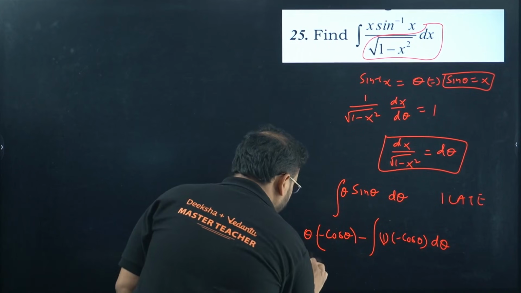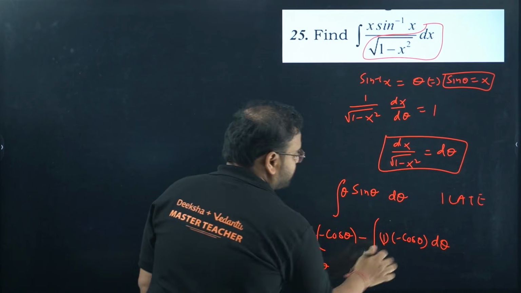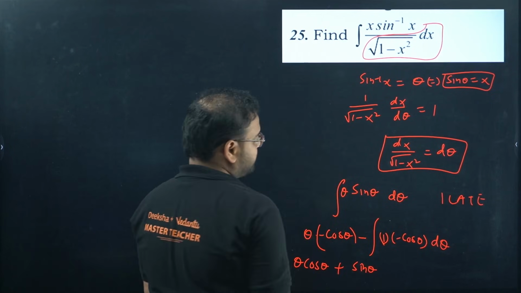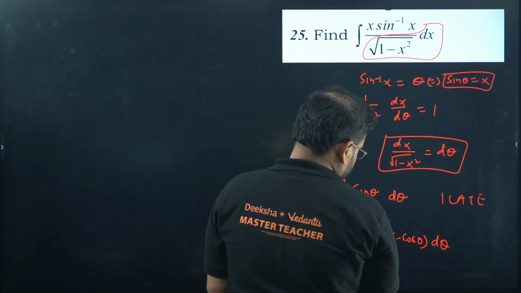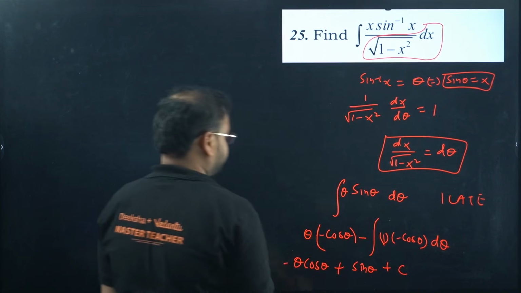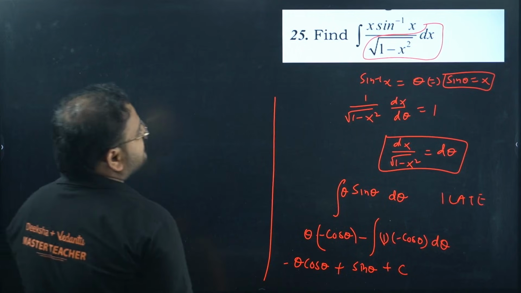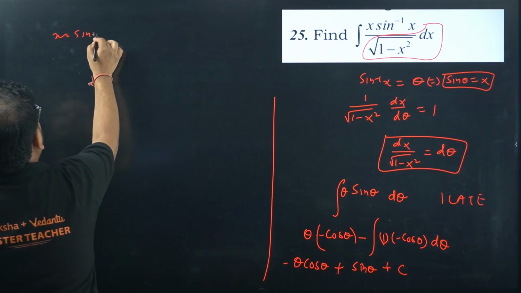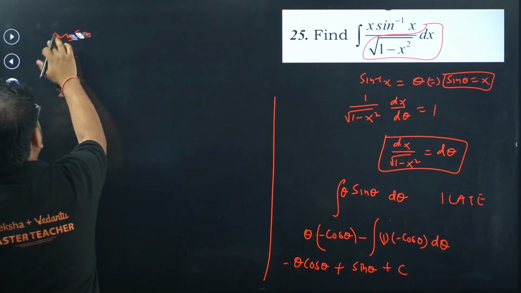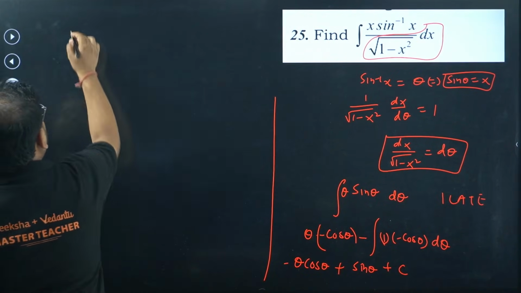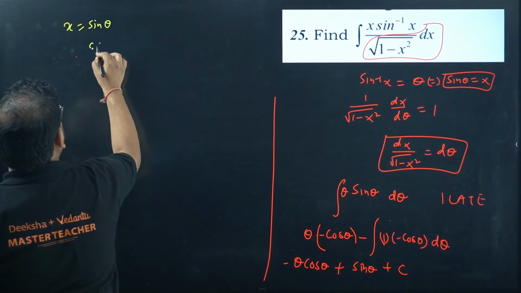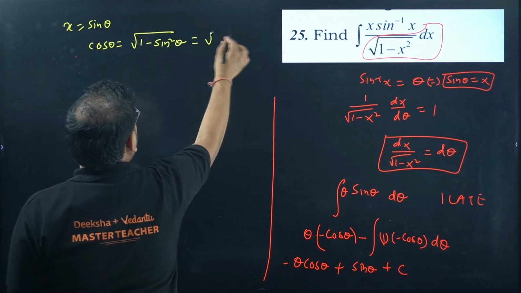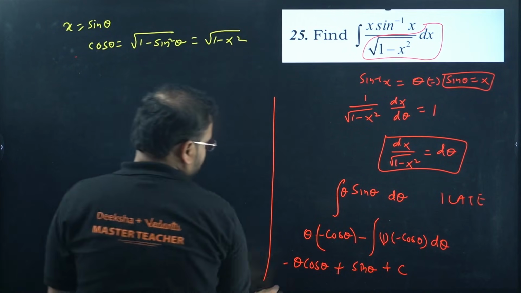So we have the answer as minus theta cos theta. Minus and minus becomes plus, and integration of cos is sine theta. Yes, sine theta, and of course plus c is there. Now put back the values. Theta is nothing but sine inverse of x. Cos theta will be what? If x is sine theta, then cos theta is given by root of 1 minus sine square theta, right? So root of 1 minus x square.